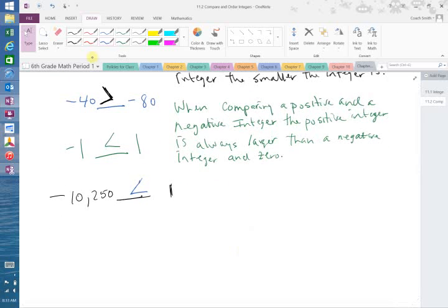Okay, let's look at this. Let's look at 8, -3, 11, and -7. I want you to put those in order from least to greatest. I'll give you about 30 seconds here. Remember, least to greatest means your smallest number to your largest number. And remember what we just said, a positive is always larger than a negative.